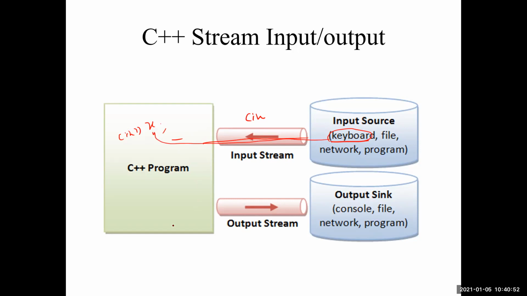And similarly, when we are talking about the output stream, there is again a communication channel from your program to the console or a network or anything where you are sending your data, right?